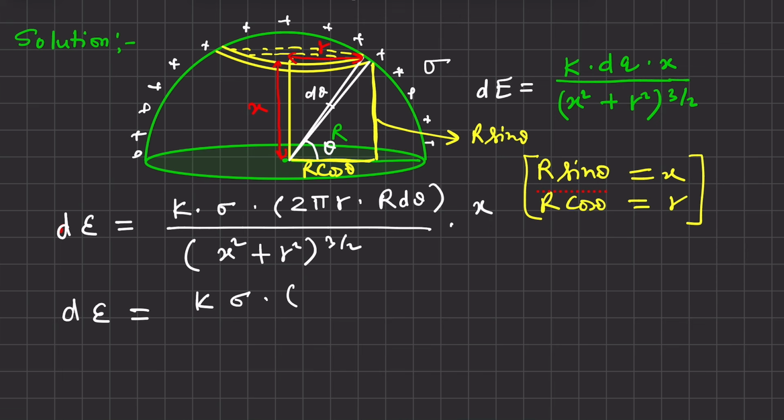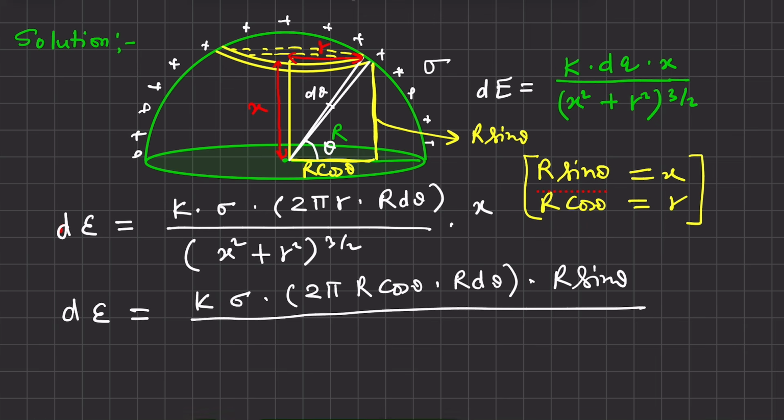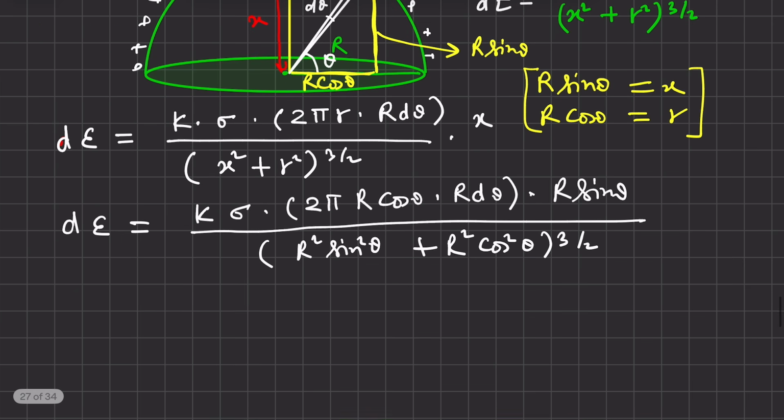So sigma 2 pi r into r cos theta into r d theta into r sin theta divided by, x is how much, guys, r sin theta. So (r square sin square theta plus r square cos square theta) to the power 3 by 2. Okay, so if you see, guys, here the equation will become very easy for us.